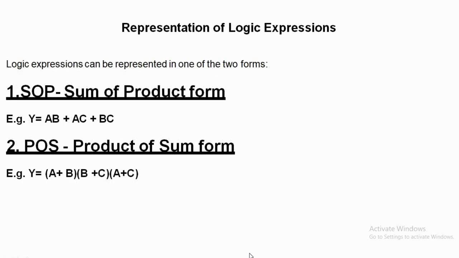Representation of logical expressions. The logical expressions can be represented in two forms. First is SOP and second is POS. SOP means sum of product and POS means product of sum. This is the example of SOP form. In this SOP form, product terms are summed together. This is the example of POS form. Here sum terms are multiplied together.